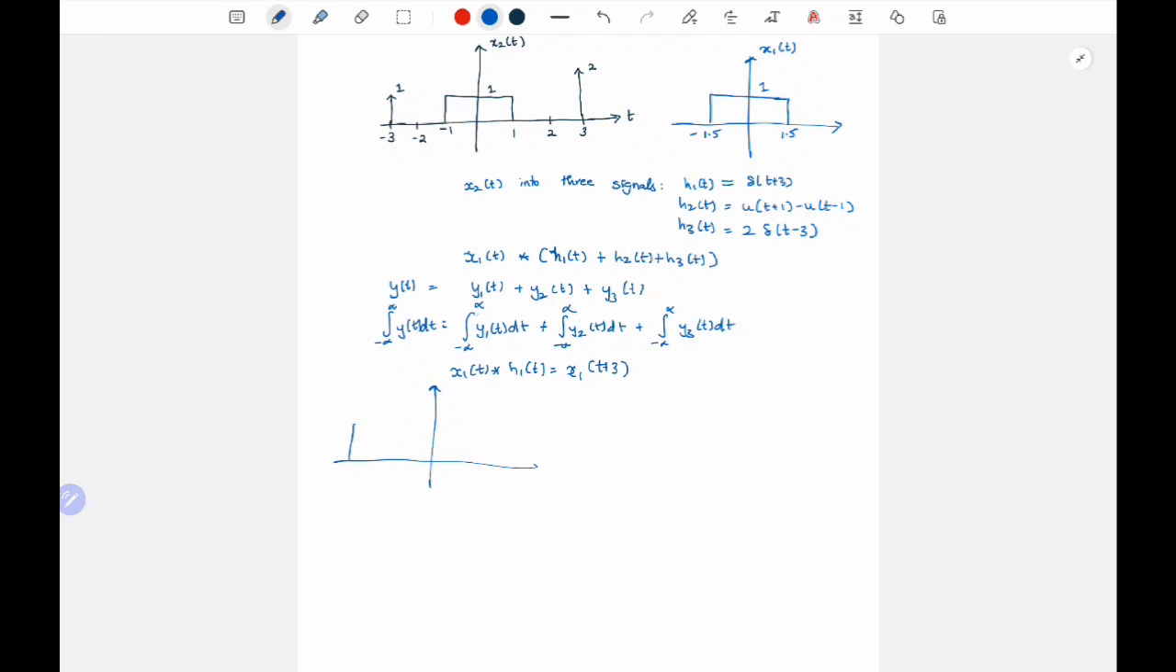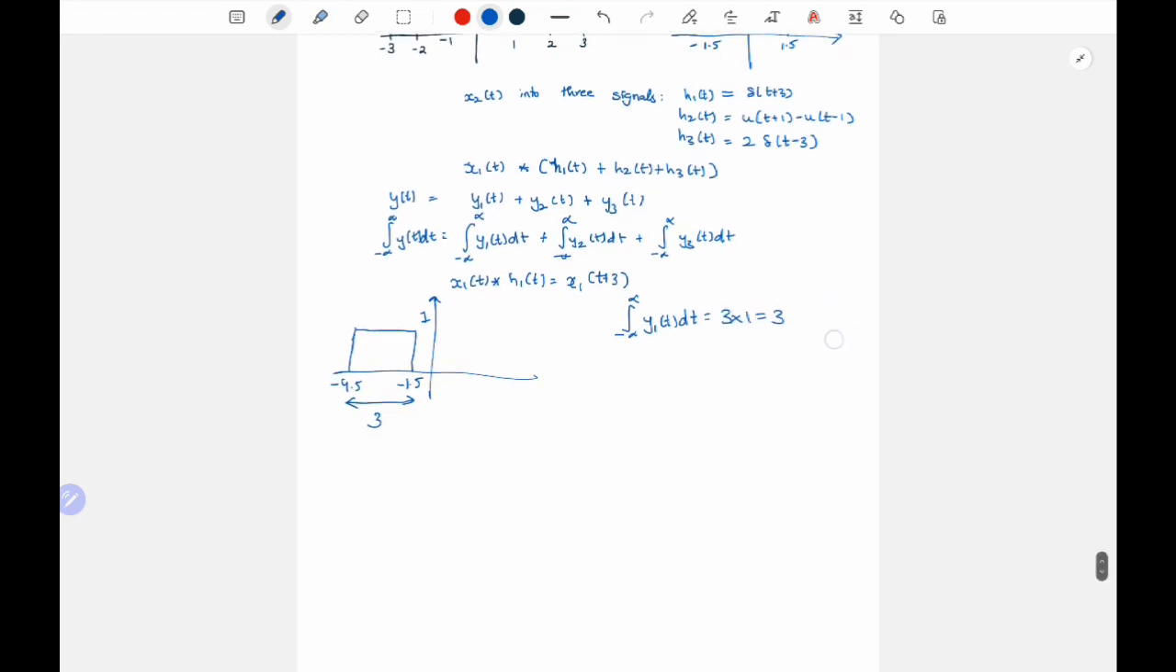Again, since we are taking only the area, right shifting or left shifting will not change the area, right? So there also you need not calculate all these things. But for now, I'll just do it for your sake. So it will be from minus 4.5 to minus 1.5, amplitude of 1. So the base is 3. This is going to be y1 of t. So the area under y1 of t is 3 into 1, which is 3.